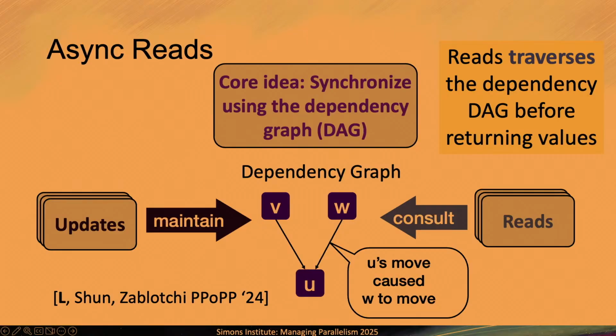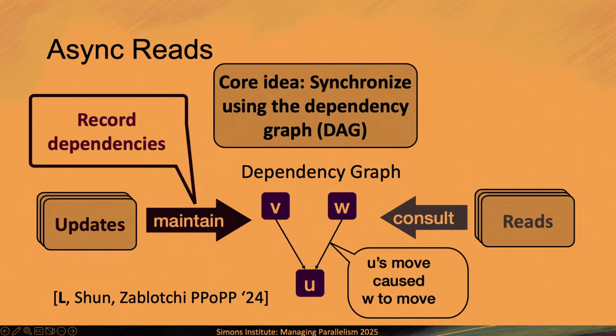OK, so basically, I'm not going to go into the details because I'm a bit low on time. But the intuition is you want your reads to check whether there are updates that are occurring earlier in your dependency graph that you depend on. And you don't want to return a value until those updates are resolved.